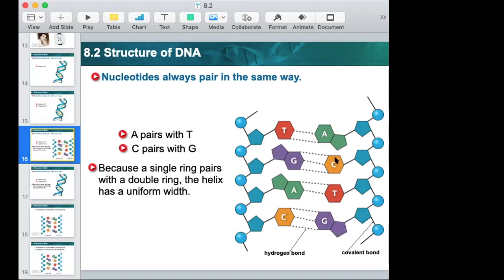So like puzzle pieces locked together, you see that these each together make up the same exact amount of length. But if you had guanine pair with adenine, it would be too big in some places and bulge out. Other places would be too small. But pairing up this way, it always ensures the same exact amount of spacing between the two nucleotides. So single rings pair with double rings, and that makes a uniform helix shape.